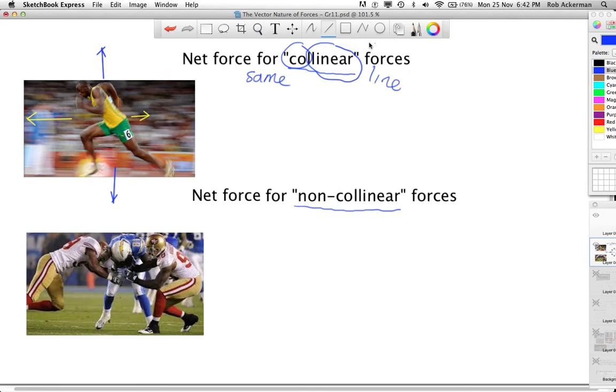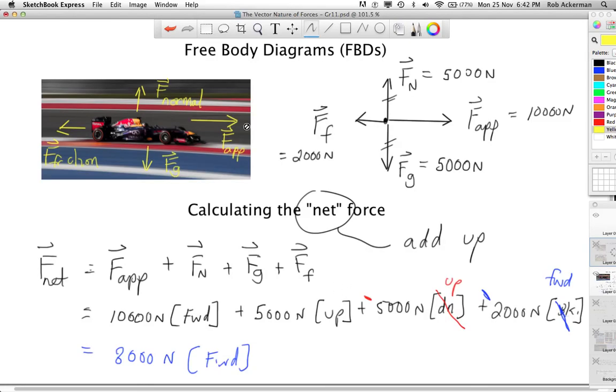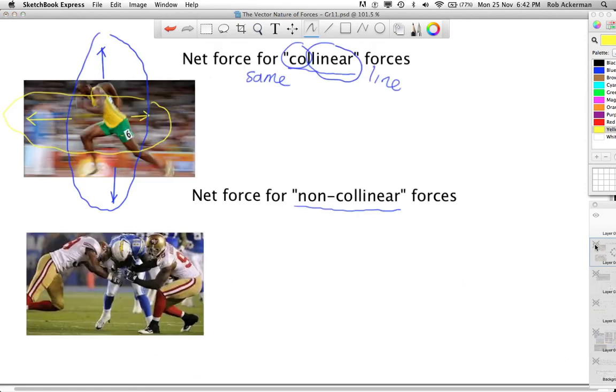Now, if you look at these forces, the blue forces are in the same line. Forces are also in the same line, very much like we had in this example here of the car. These forces are easy to add and subtract. The ups and the downs cancel, the forwards and the backwards cancel. Enough said. Sometimes the forces are not in the same line.